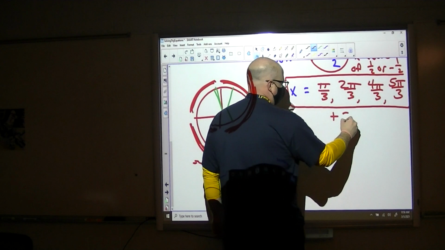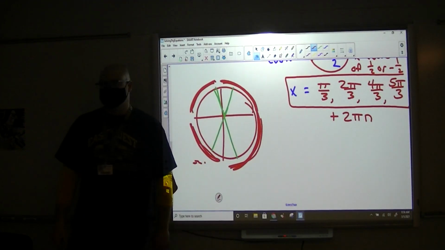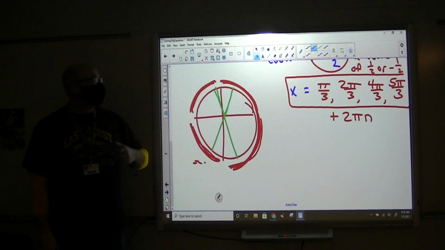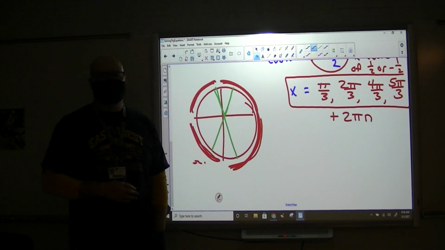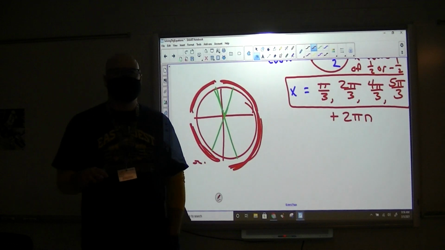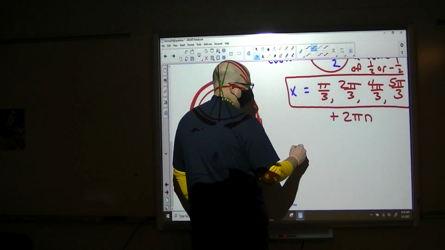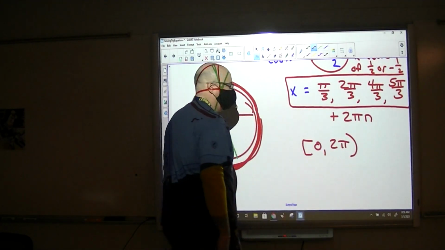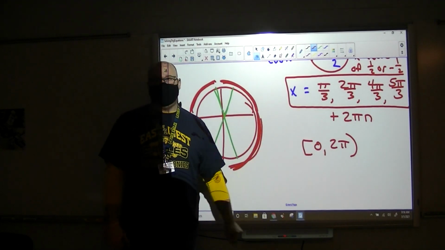Plus 2πn for all of the coterminal angles. Now, the one thing I will tell you is when you're doing MyMathLab, because I know it can be very finicky, very picky, sometimes they ask you to solve, and then they say for angles between 0 and 2π. So sometimes they want you to stop at 2π.